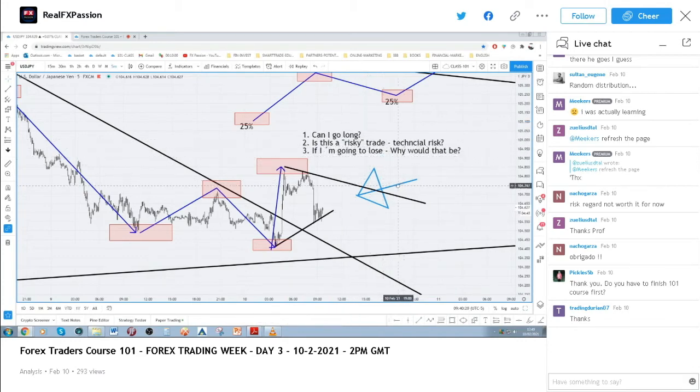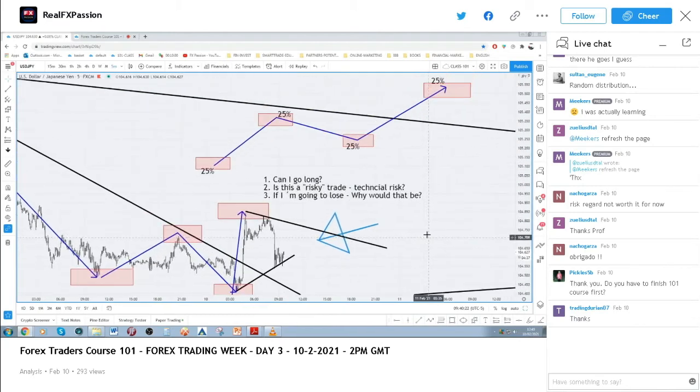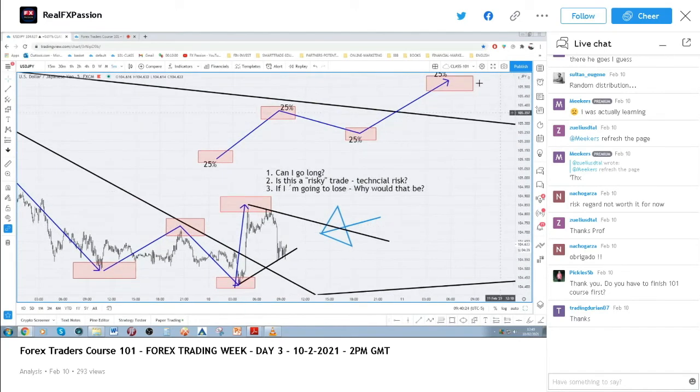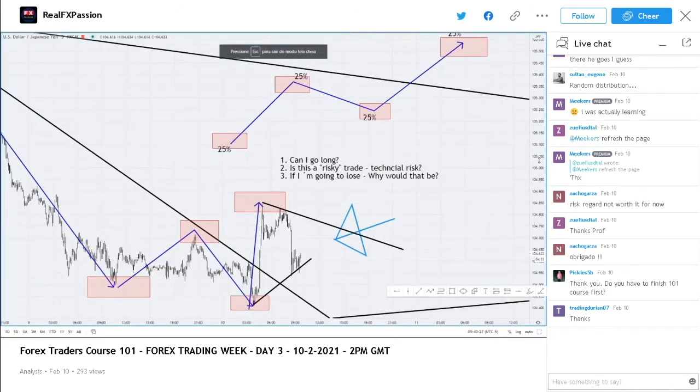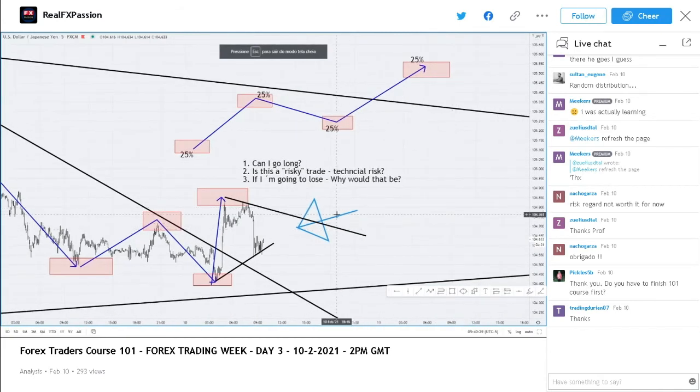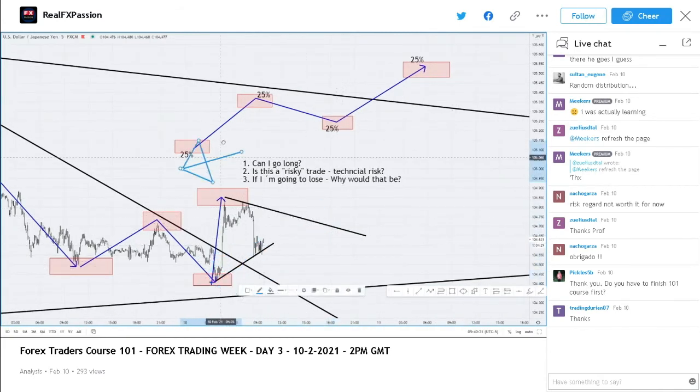Anyway, let's do it like this. We have a 50% confirmed uptrend, relevant highs and lows. And here is the question, can I go long? Yes, I can, right? Miker says, I would say you could go either way. It looks like it hit 75 uptrend, but it could continue to go down.